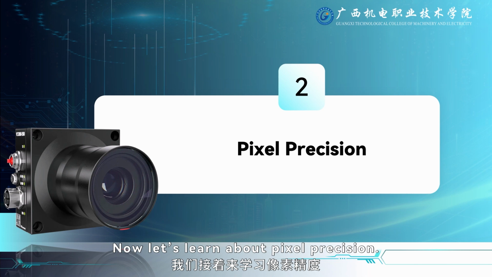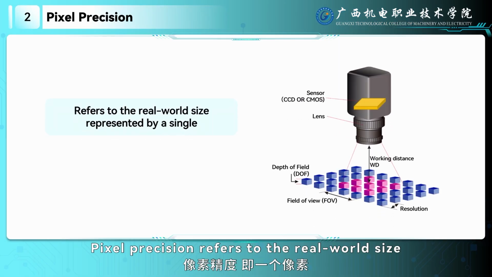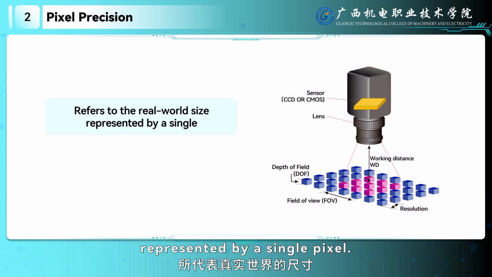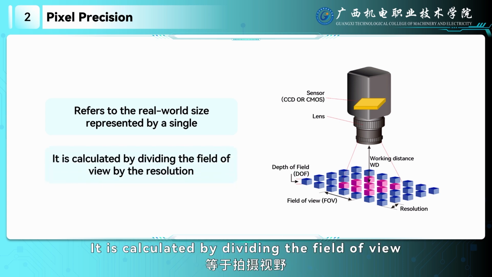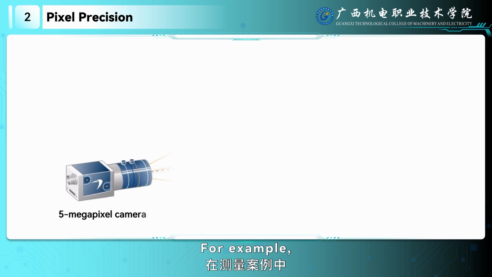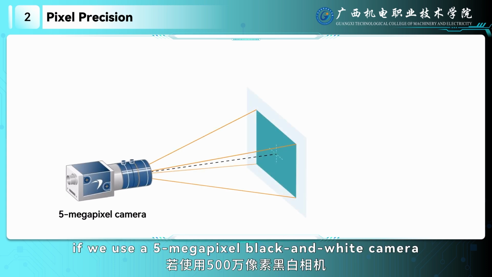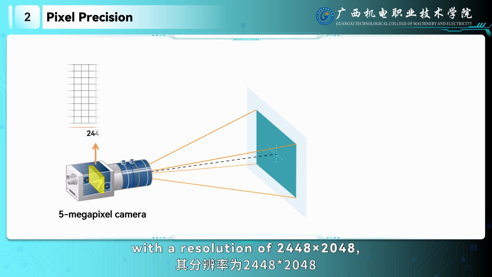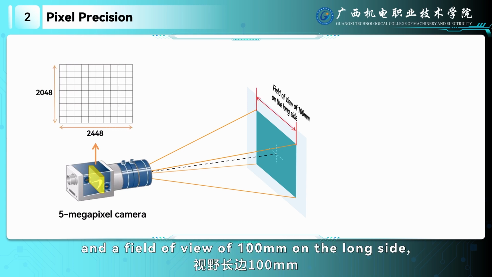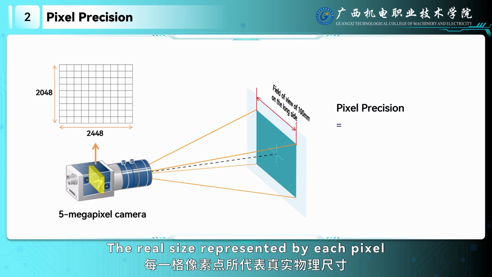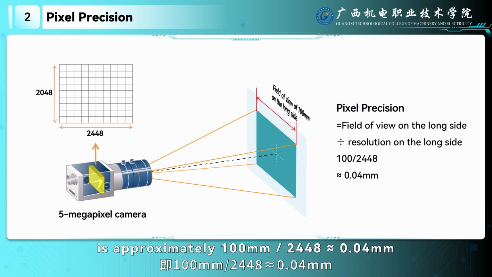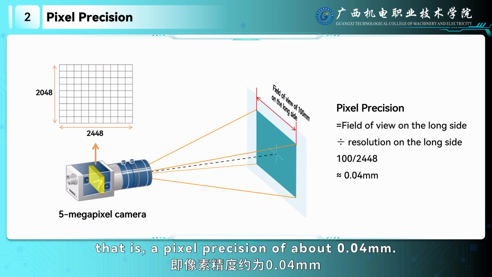Now, let's learn about pixel precision. Pixel precision refers to the real-world size represented by a single pixel. It is calculated by dividing the field of view by the resolution. For example, if we use a 5-megapixel black and white camera with a resolution of 2448 by 2048 and a field of view of 100 millimeters on the long side, as shown, the real size represented by each pixel is approximately 100 millimeters divided by 2448, which is approximately 0.04 millimeters. That is, a pixel precision of about 0.04 millimeters.